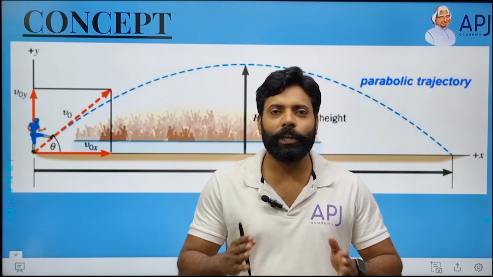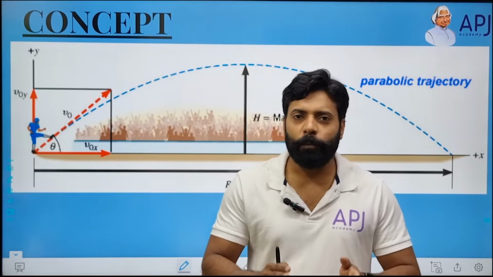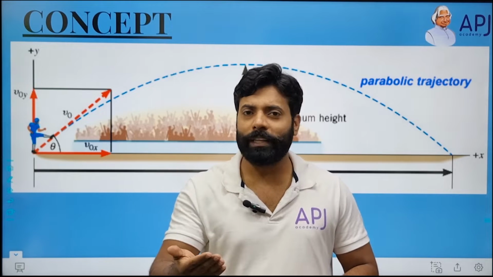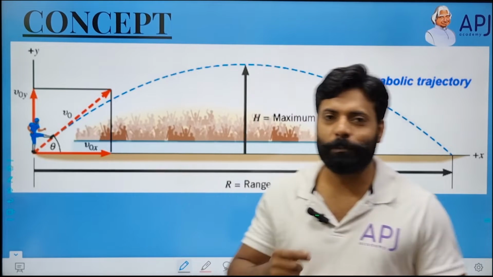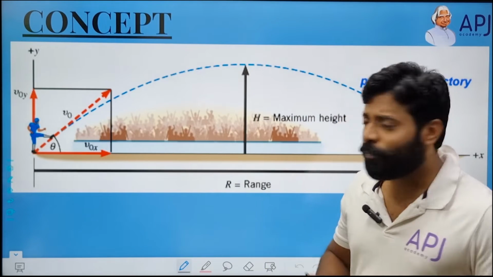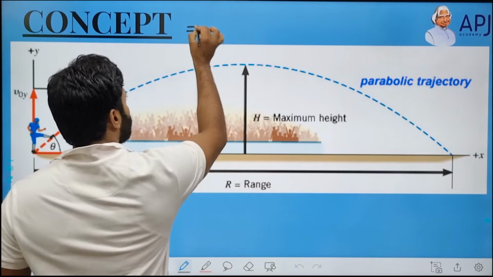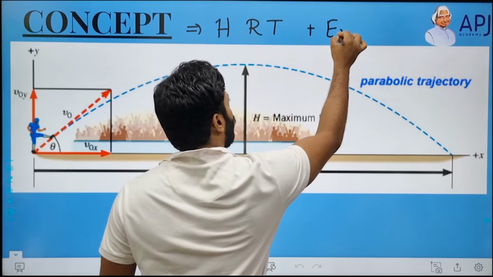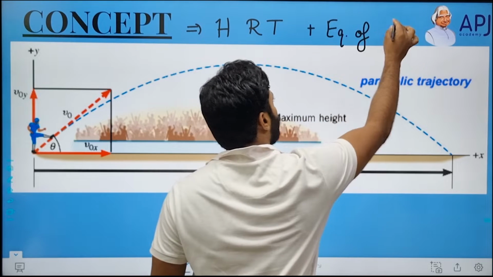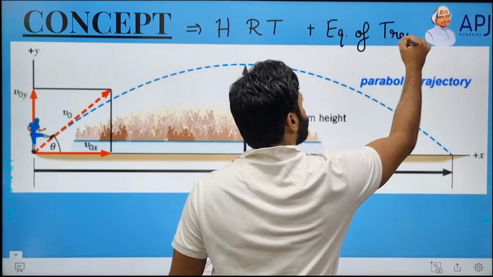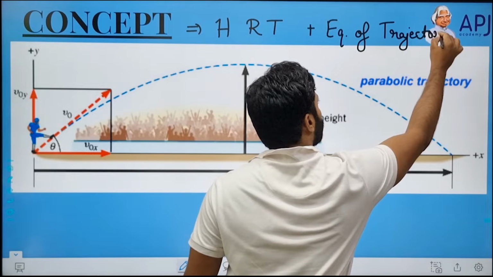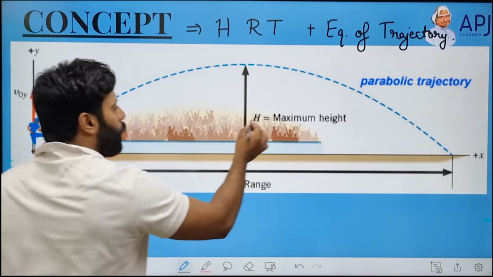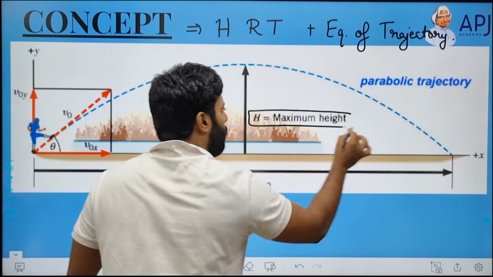First, let me introduce the concept of projectile. In projectile, we have to learn only four things. If we know these four things, we can solve any types of questions which might come in your NEET exam. The thing is very simple. You must know H, R, T plus the equation of trajectory. So these are the four things. So what is this H? H means the maximum height this object may attain.